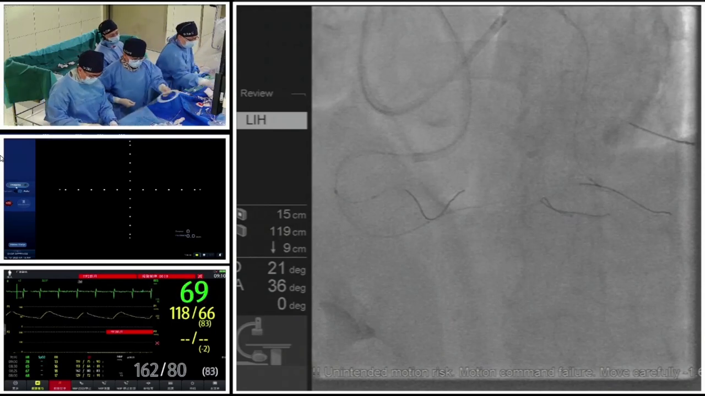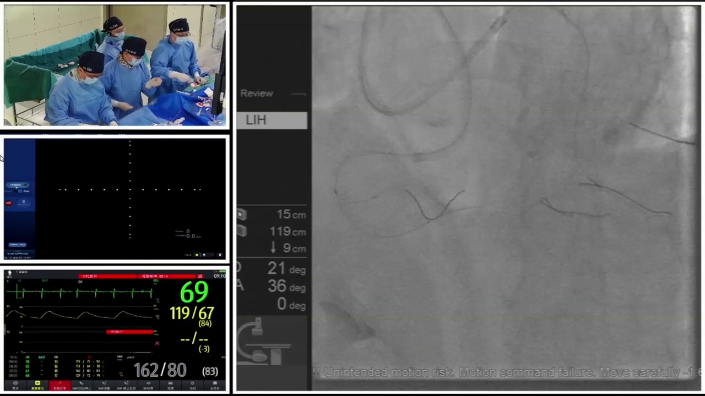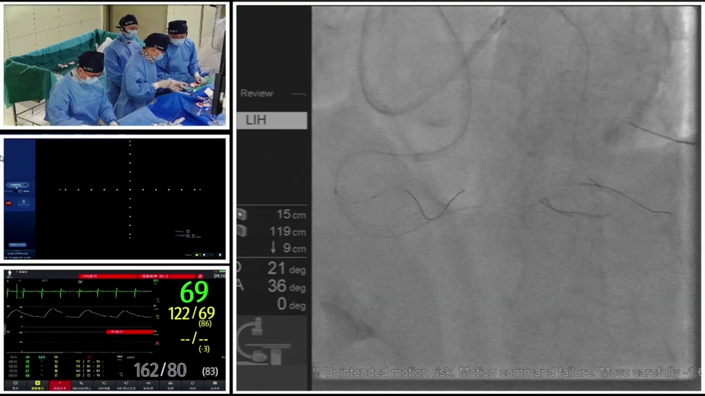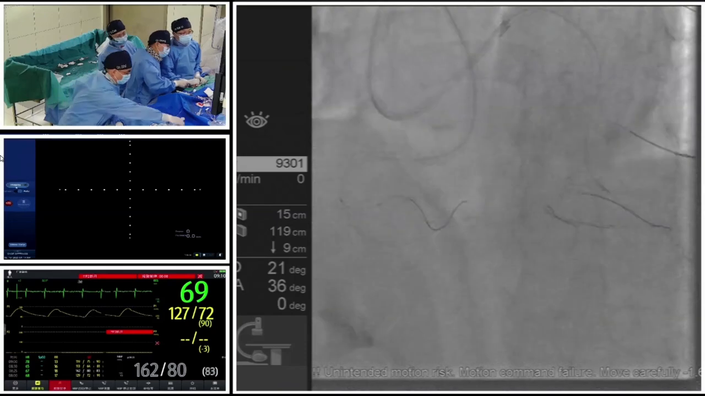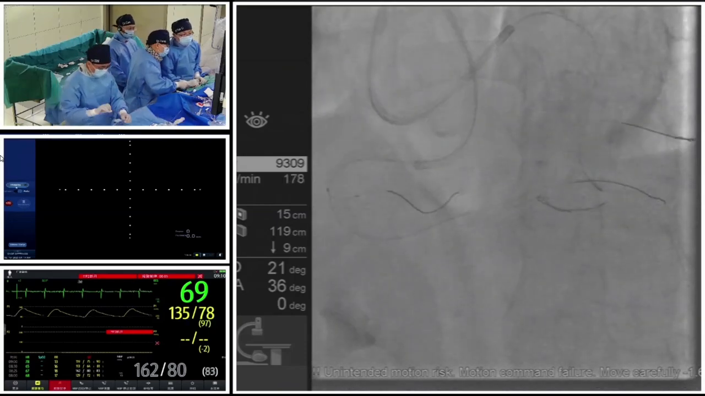But I want to say that it's not a 100% guarantee that you can reduce the situation and also the damage of the hematoma. If the hematoma proceeds into the distal bifurcation of small vessels, it's a disaster.